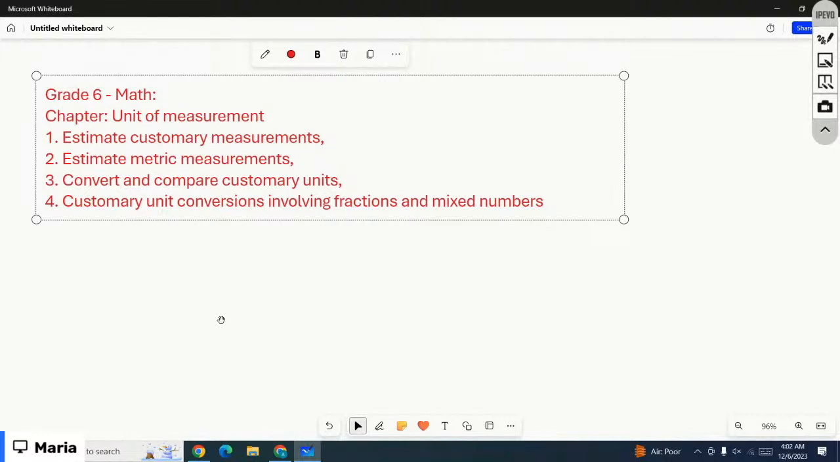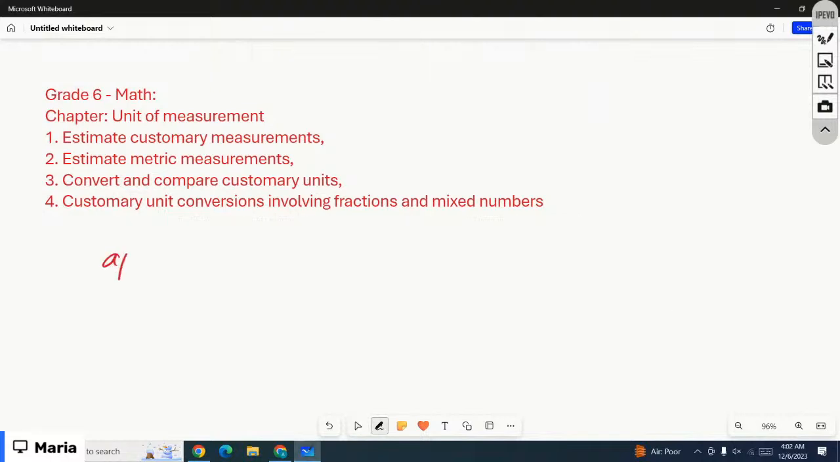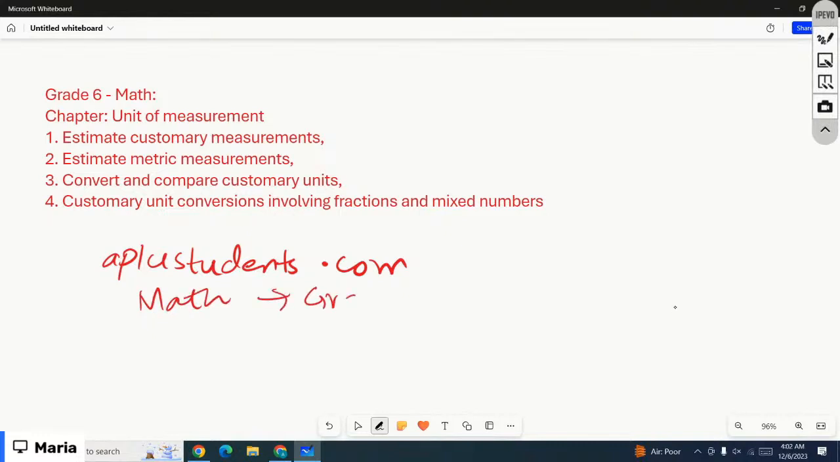We are here for grade 6 math. You can find all the lessons on aplusstudents.com. You have to log in there using your email address and password as provided by the administrator. Then you have to select math from the subject tab. Scroll down to grade 6 maths and then click on view all lessons.